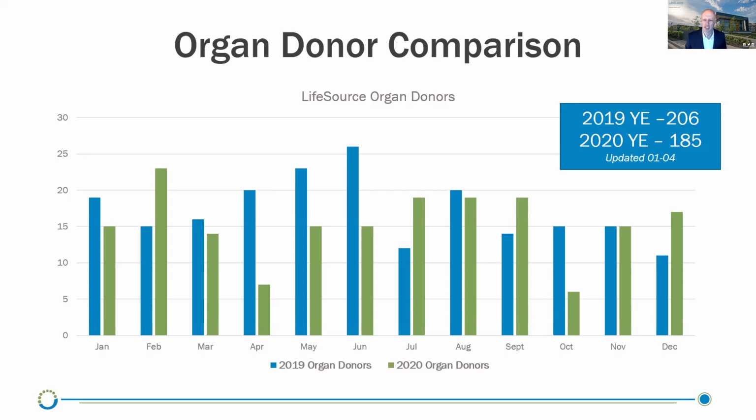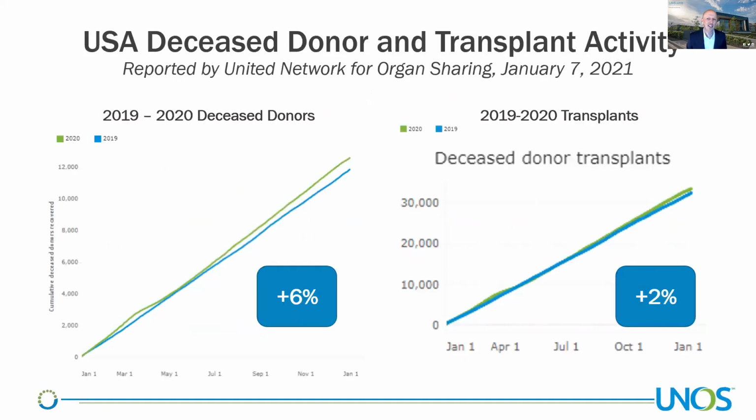I also sometimes like to take a look at the overall numbers and say, in 2019, we had 206 organ donors. In 2020, we managed 185. It's essentially like we took a month off, although it didn't feel like we took a month off. Across the United States, the number of deceased donors and transplant activity in the end, very surprisingly and very proudly, we would say we actually turned out better than we thought we would.